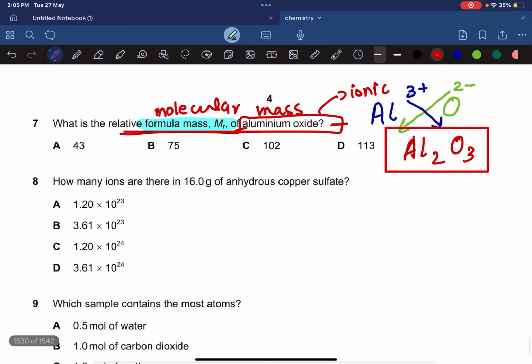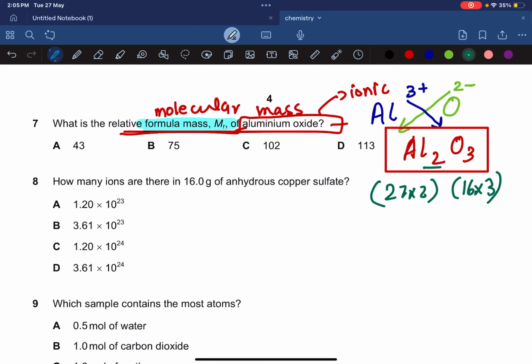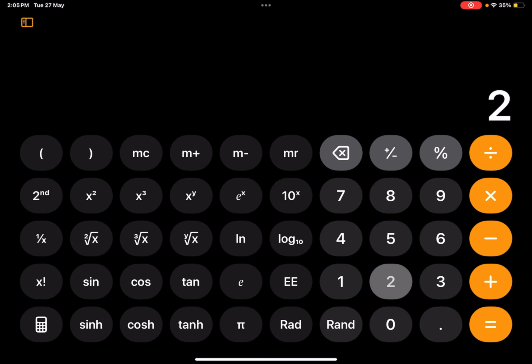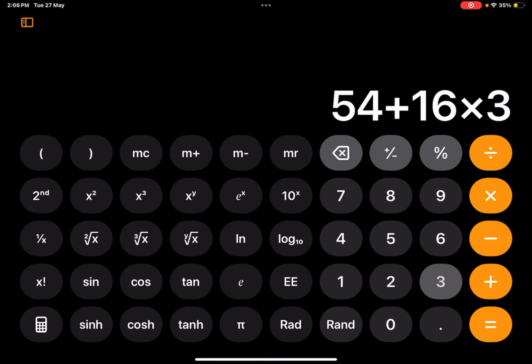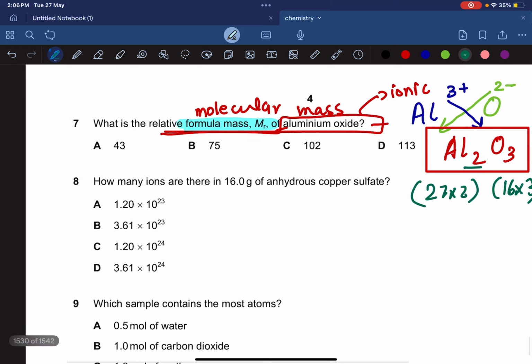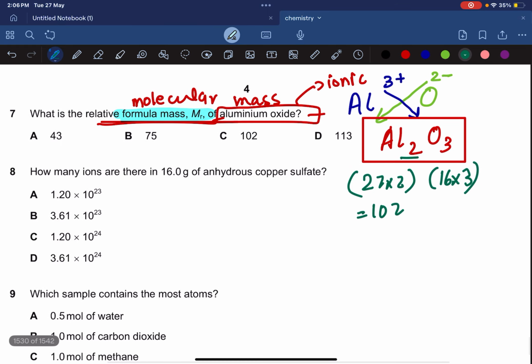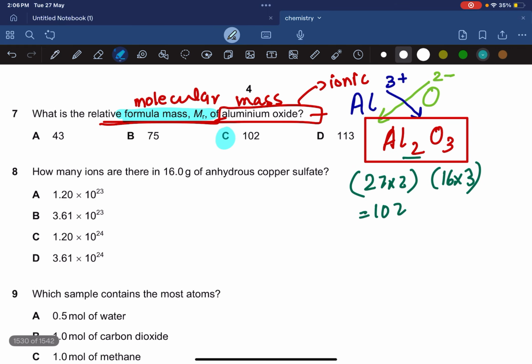You know, for aluminum, I guess it's 27. So we have 2 aluminums, 27 times 2. Oxygen is 16. So we have 3 oxygen, so 16 times 3. And let's see what that gives us. 27 times 2 plus 16 times 3. That's going to give me 102. 102, which makes option C correct.